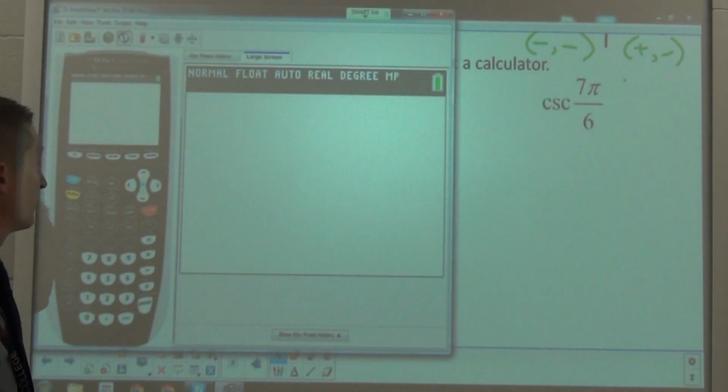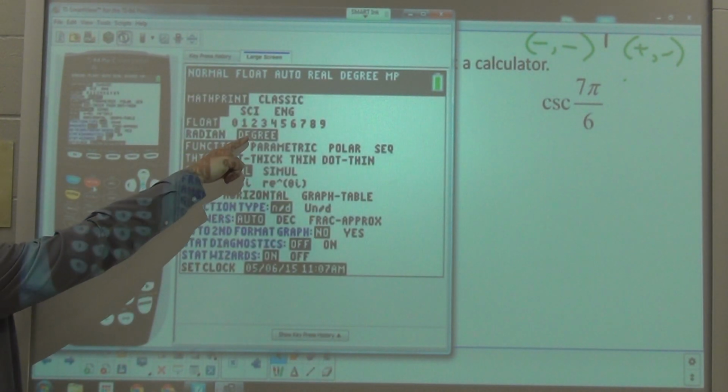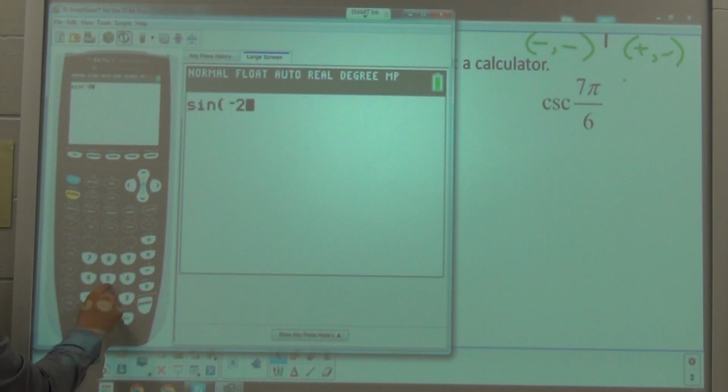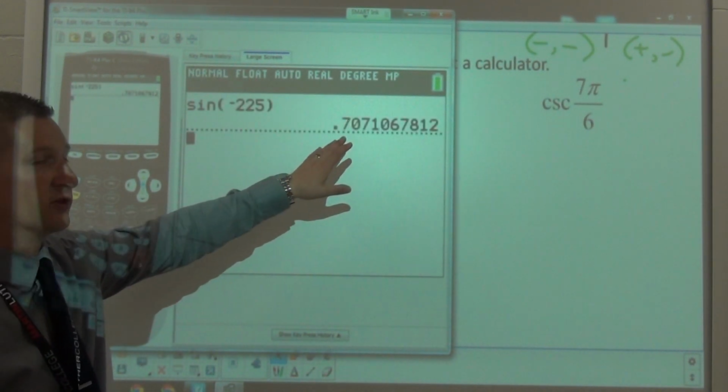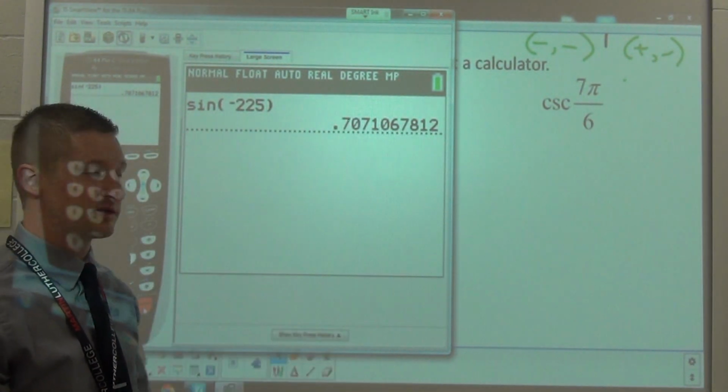Now, if I want to check my work, which is always a good thing to do, I could use my calculator to help me out. Since I'm working in degrees, I'm first going to make sure my calculator is in degree mode. Then I'm going to evaluate the sine of the original, which is negative 225 degrees. When I hit enter, here's that goofy looking decimal. Nobody wants that for an answer. We want an exact radical expression.